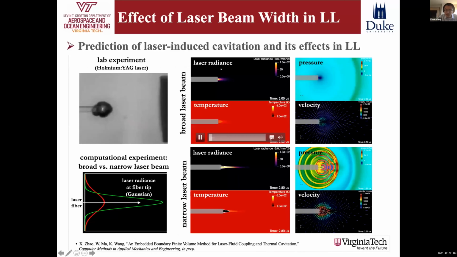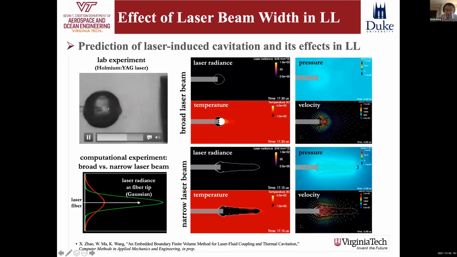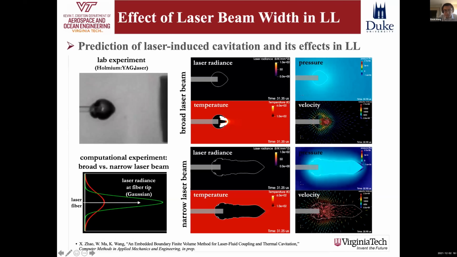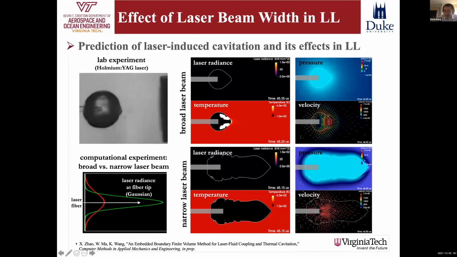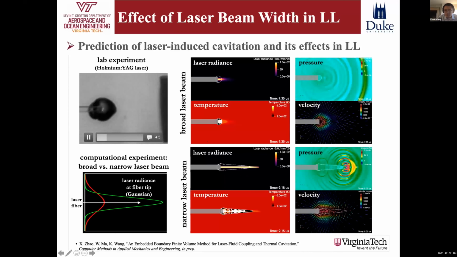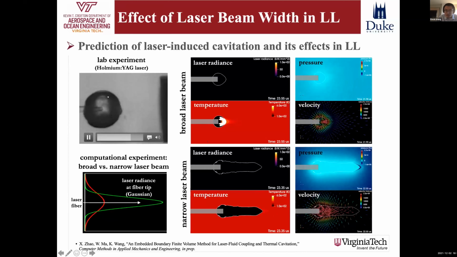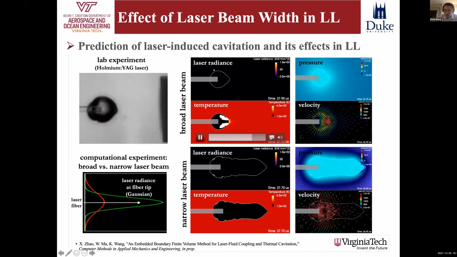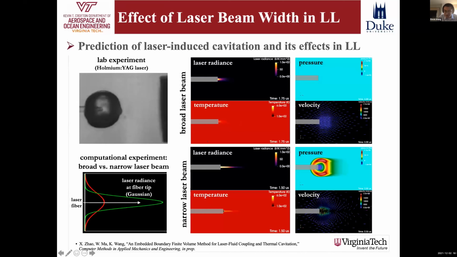Next, this is a prediction of laser-induced cavitation in laser lithotripsy. On the left, you're looking at a laboratory experiment. This is using a holmium YAG laser, which is probably the most common type of laser used in laser lithotripsy. On the right, in the upper half, this is showing a simulation that is set up in a similar way as this experiment. You see, roughly speaking, we're able to capture the same bubble shape. And also we're able to resolve different physical fields, including laser radiance, pressure, temperature, and velocity fields.